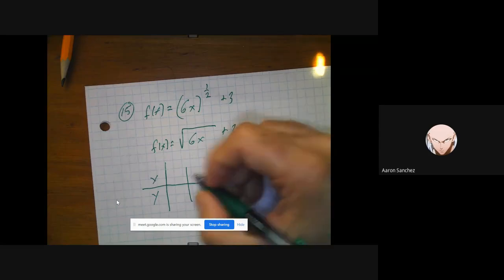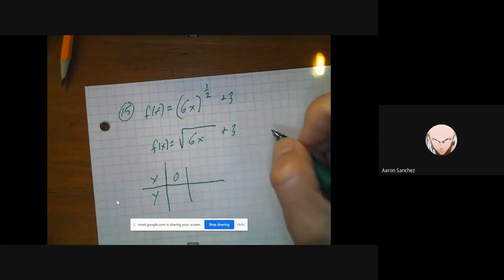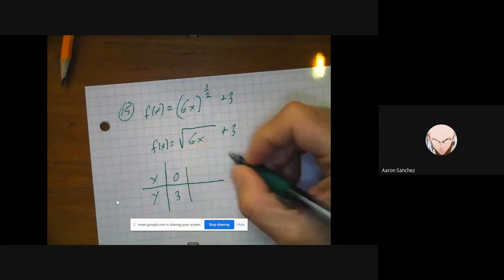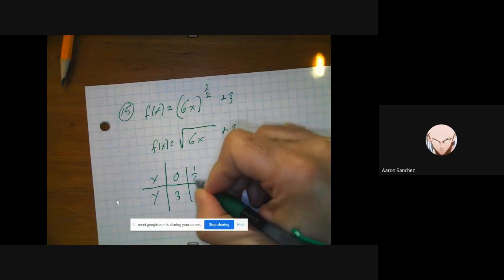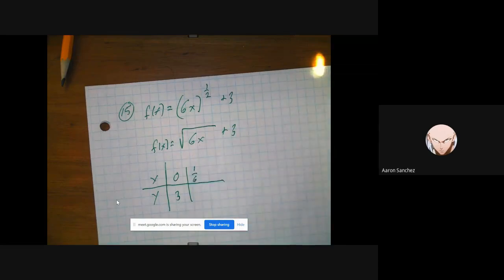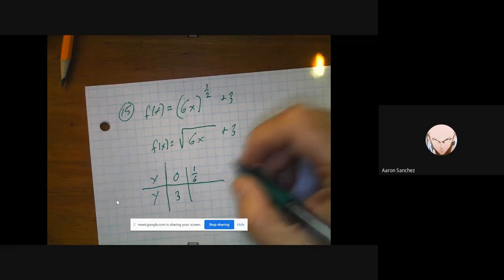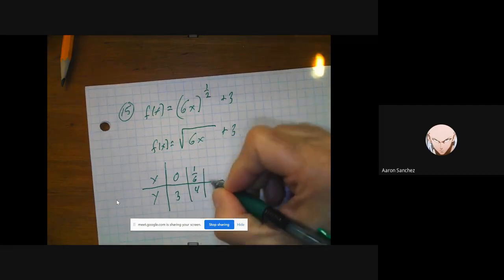Well, we could do 0. 6 times 0 is 0. And then we add 3, right? 6 times 0 is 0, square root of 0 is 0, plus 3. Then I could do 1/6. I can plug in 1/6 because 6 times 1/6 is 1. Square root of 1 is 1. Plus 3 is 4. Is it okay if I'm doing this in my head?